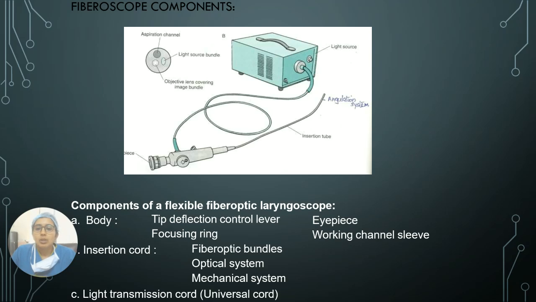So these are the components of a flexible fiber optic laryngoscope. Body, the tip deflection control lever and a focusing ring, eyepiece and a working channel sleeve. The insertion cord which contains the fiber optic bundles, optical system and a mechanical system. Light transmission cord or the universal cord.